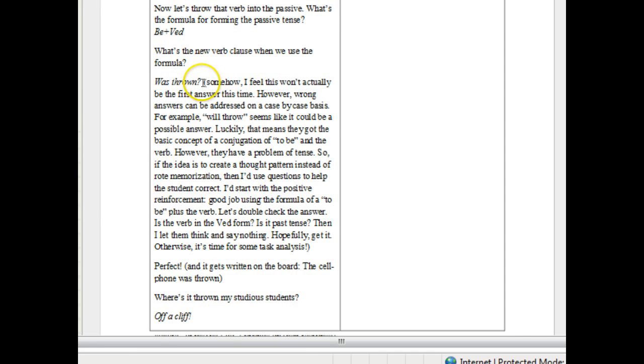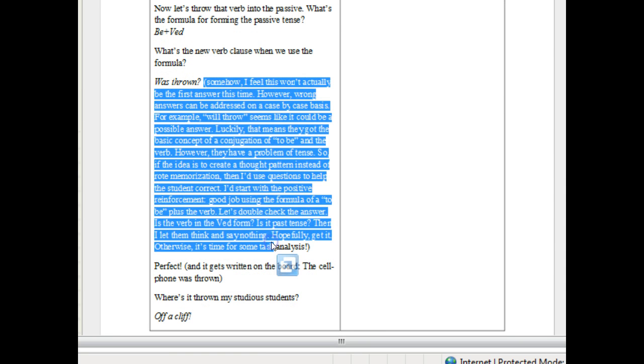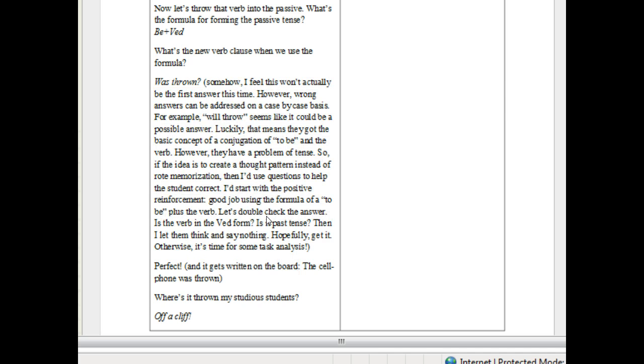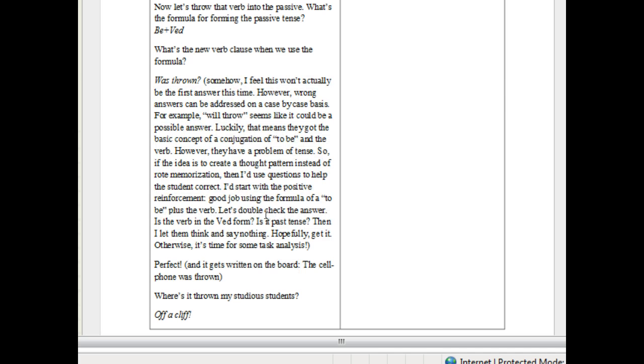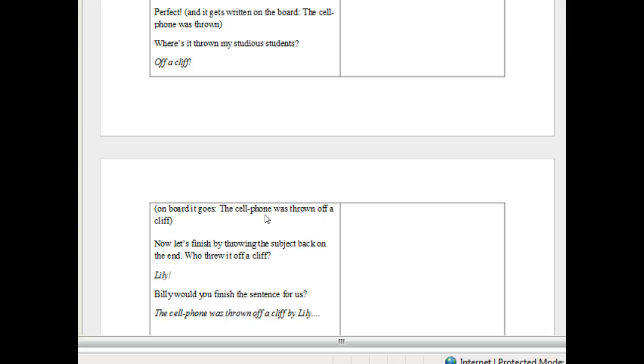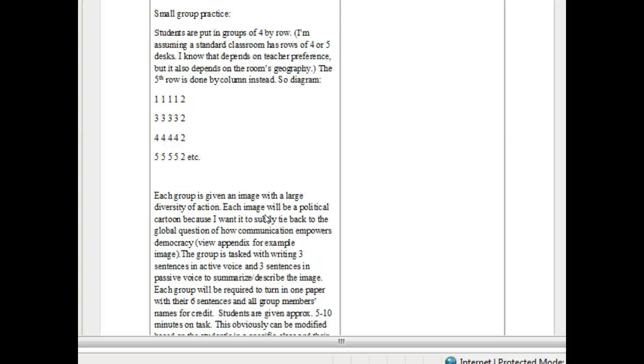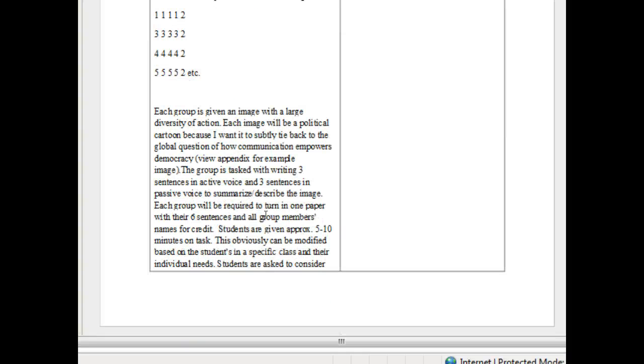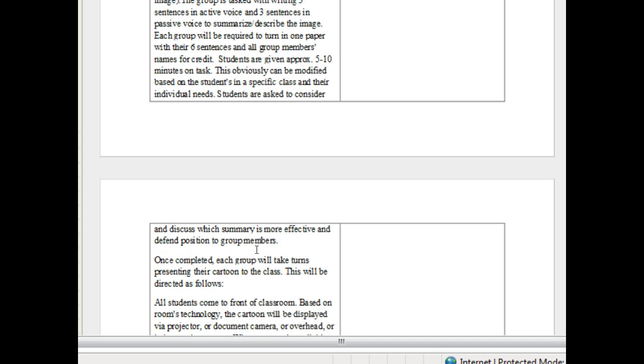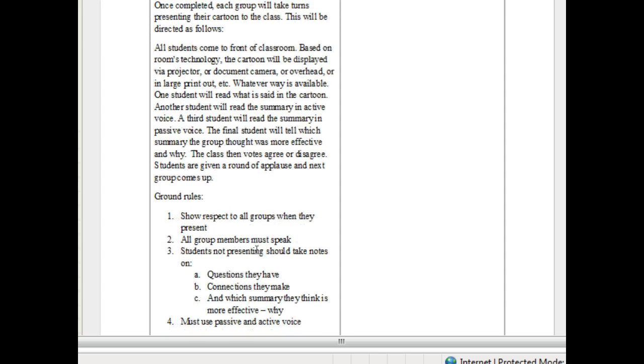Perfect. I love the fact that you're aware that we want it to work at this point. It may not. I need to have some more examples. Wonderful. Throwing a cell phone off the cliff is perfect. The kids will, like you said, kind of get into that and be all literal about it. Group the kids up and have them work. Perfect. I love the fact that you're thinking about modification based on student-specific and individual needs. That's very nicely done, okay?